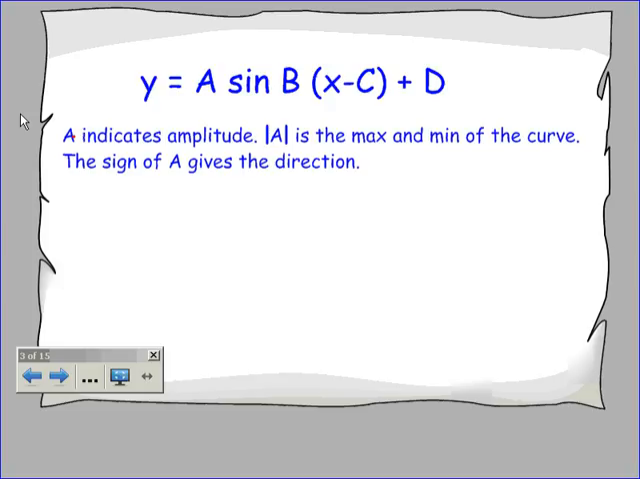Please notice that that says the absolute value of A. Do not tell me that amplitude is -2. It's not. Amplitude is just 2. Okay, if that A is -2. All right, I assume you have that written.